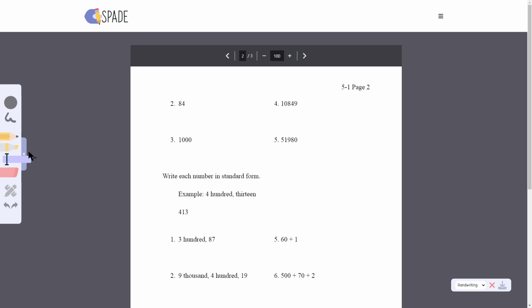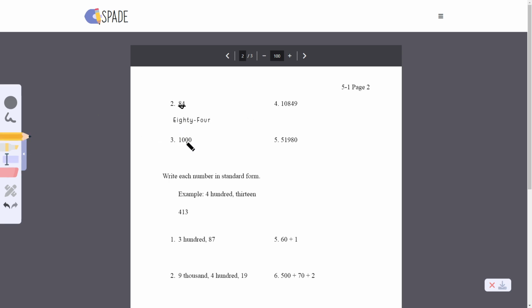Number 2, 84. How do I know this? You go from the ones to the tens. Every number is underlined in this number. So you would say 8 in the tens place, 80. You're going to put your hyphens. 4 in the ones place would be 4. That would be your answer.